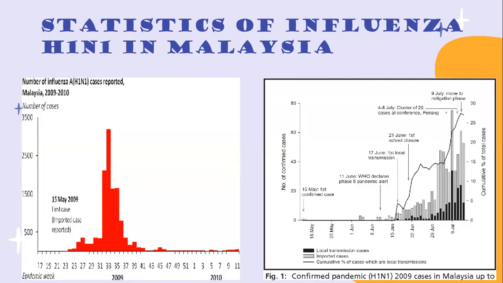So these are the statistics of influenza H1N1 in Malaysia. If you see the statistics, there are two types of statistics. I got them from an article, and in both, the cases increased from the beginning of May. They increased significantly until influenza H1N1 became a pandemic.